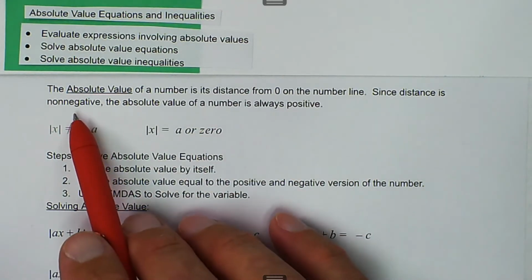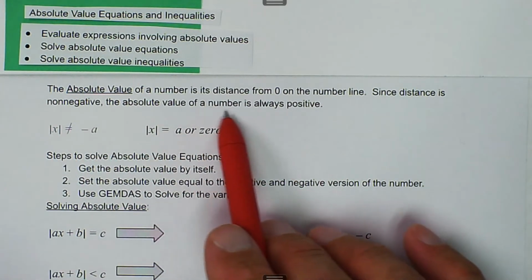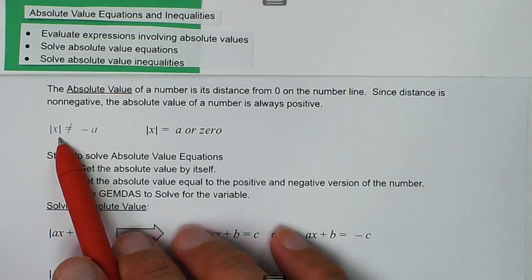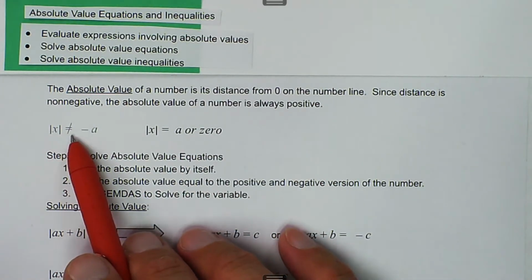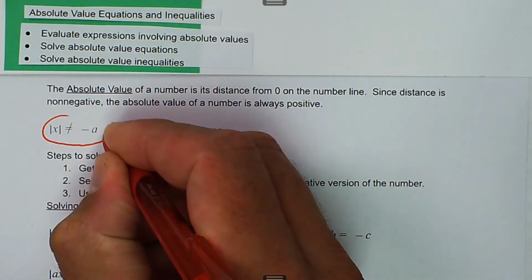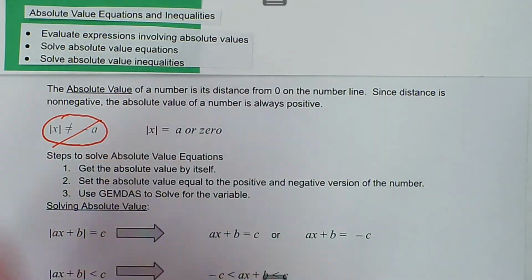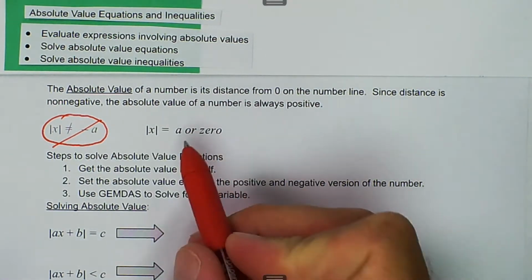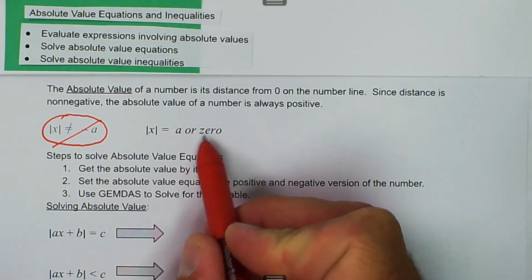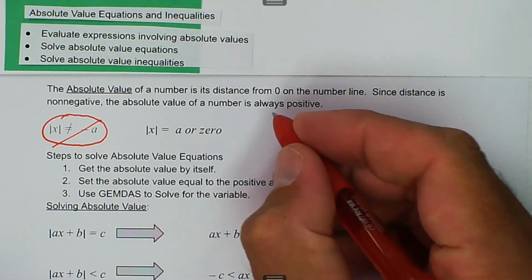Since distance is non-negative, the absolute value of a number is always positive. So here we have the absolute value of x could not equal negative a, so we can put a circle around that and cross that out. But the absolute value of x could equal a, or it could equal 0. So we have some examples.